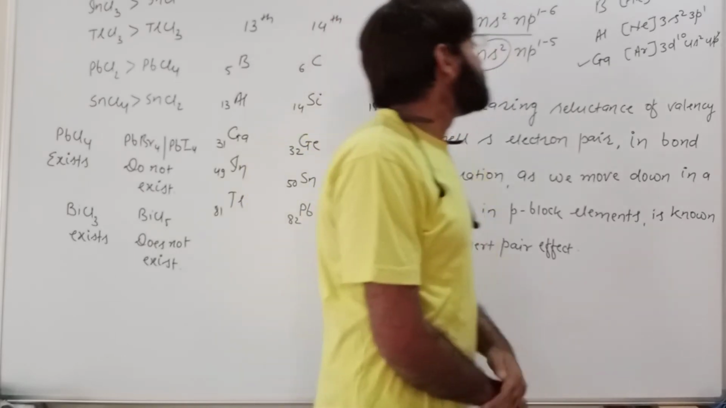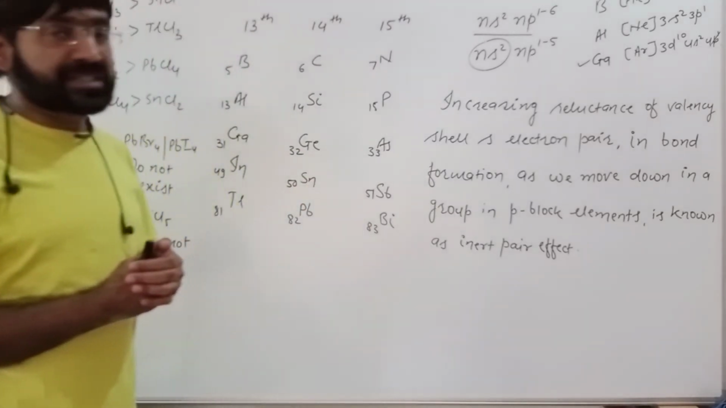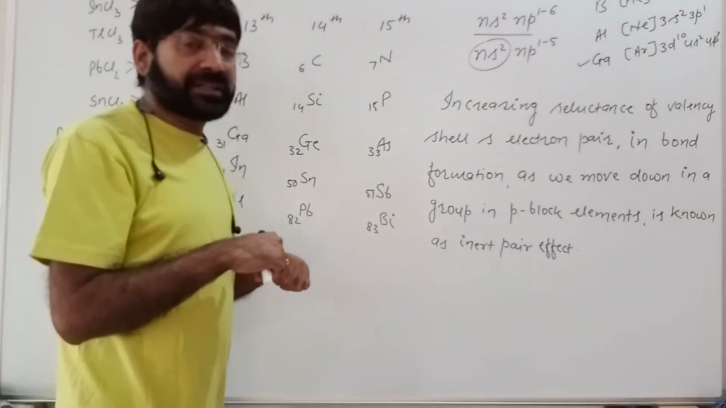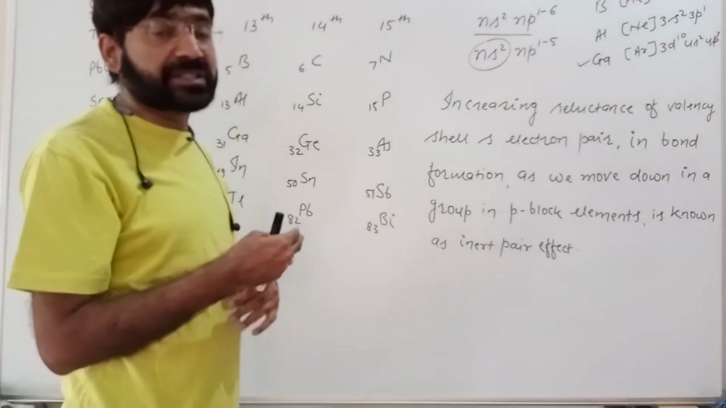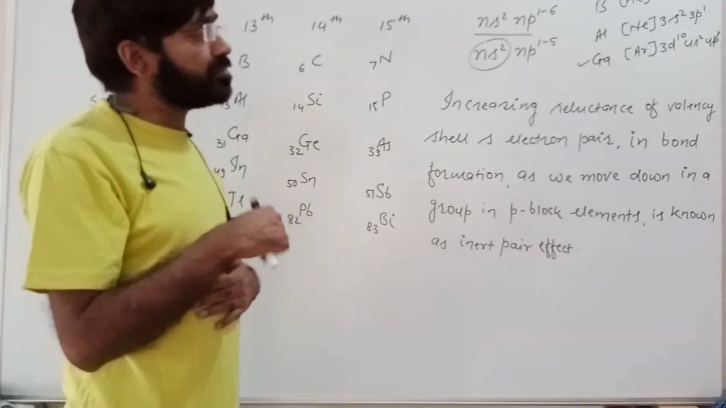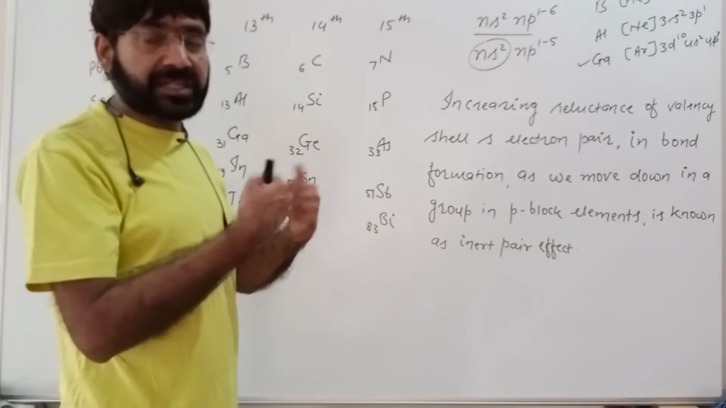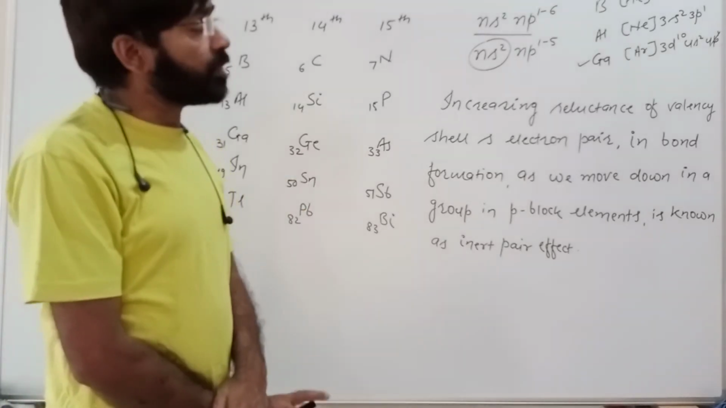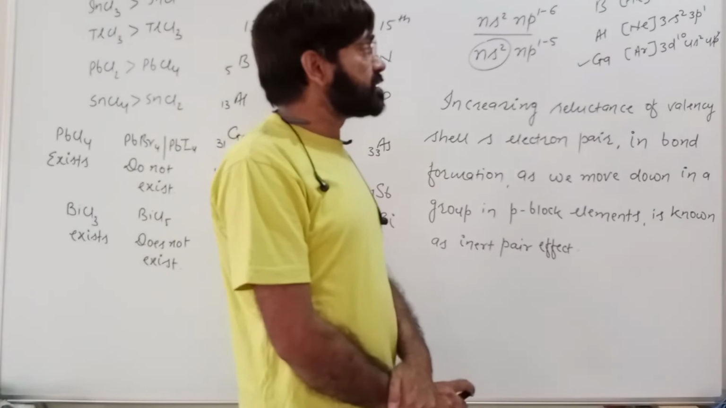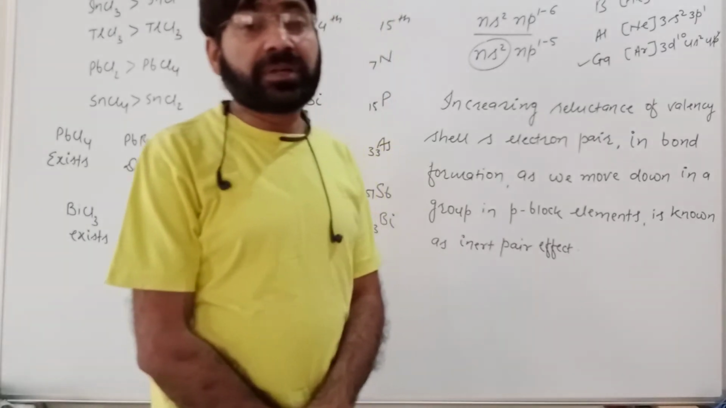Fine. Now for indium also it will be the same. So we say that the +3 oxidation state is less prominent for indium than gallium, because the effect of the inert pair effect increases as we are moving down in a group. So the +3 oxidation state is more stable for gallium and it is less stable for indium.